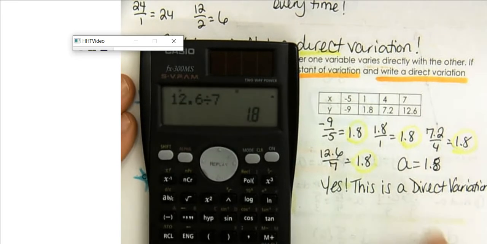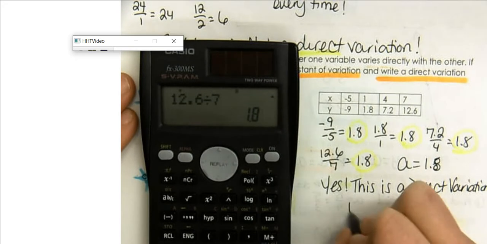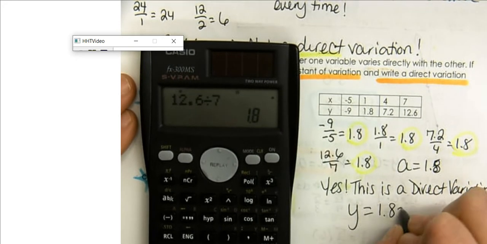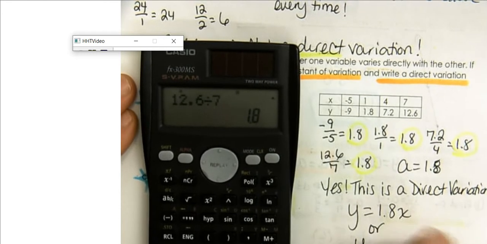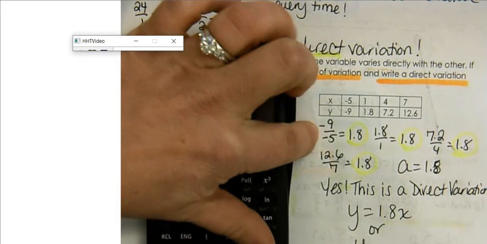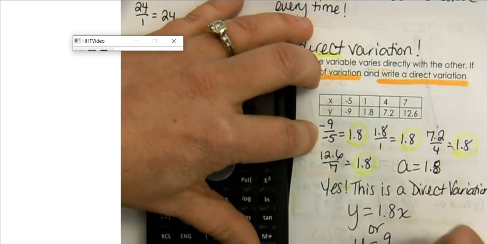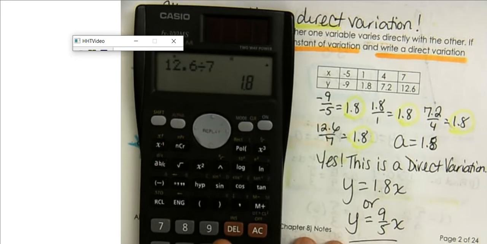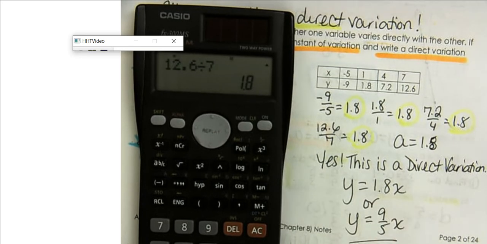With our constant of variation being 1.8, our equation is going to be y equals 1.8 times x, or you can write it as that simplified fraction that we have up here, y equals 9/5 x. Now, preferably, I would like it as a fraction, just because if I ask you to graph these problems, it's a lot easier to use slope in that fraction form. But if I'm just asking for basic information, you're allowed to use a decimal.